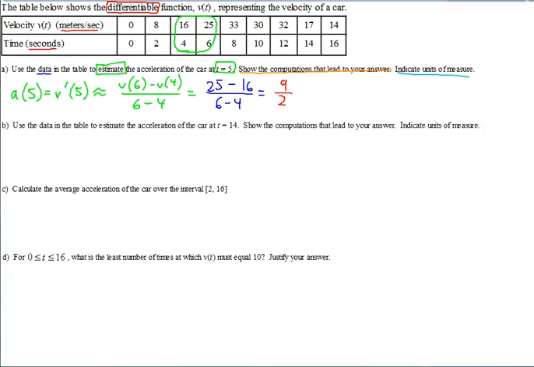Well, anytime you want the units, just look at the units right here on your fractional expression. The units for velocity are meters per second. The units for time are seconds, so it's meters per second per second, which you write as meters per second squared.